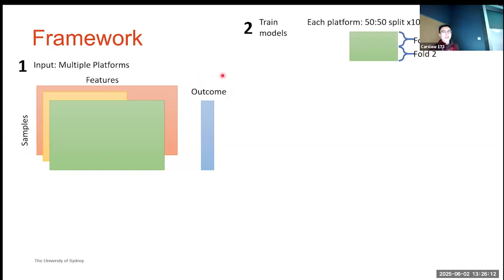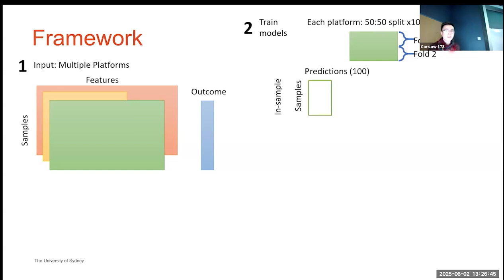And so what we do is we first train our classification models. And the way we do that is in each platform, we split our data. Here you don't have to do it this way, but we just split it 50-50 into two folds. And then we repeat this process like 100 times. So you can almost think of this like a cross-validation framework. And what you do on these subsets of the data is you train a classification model.